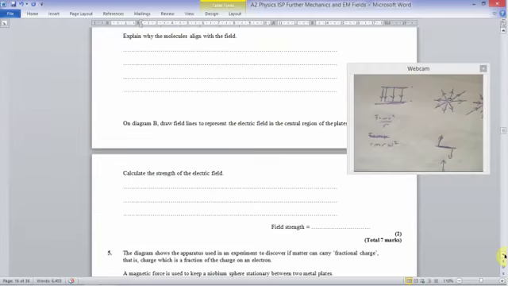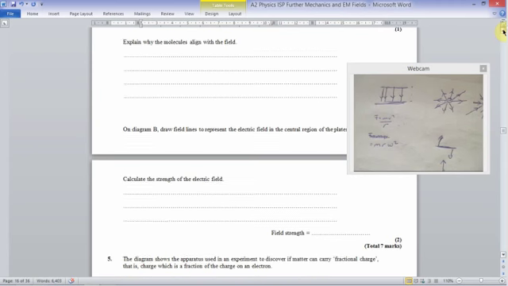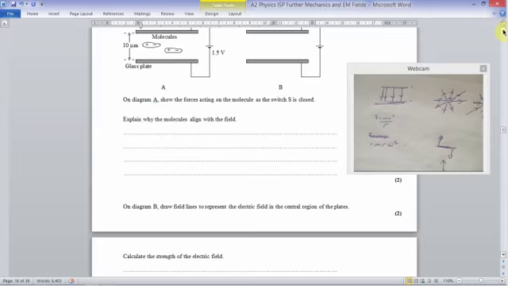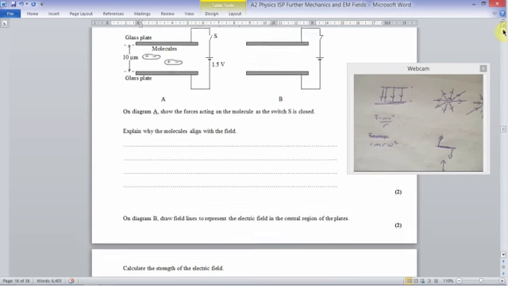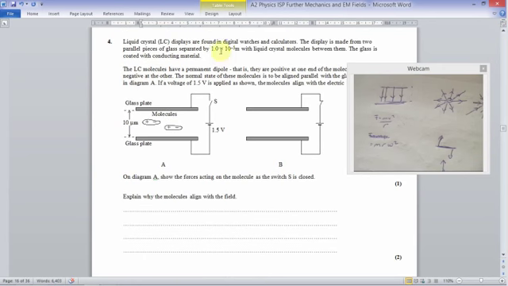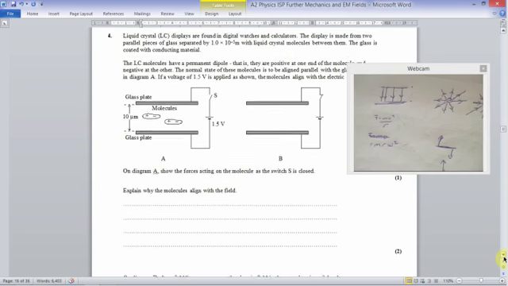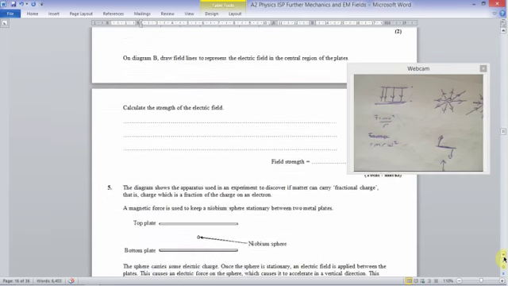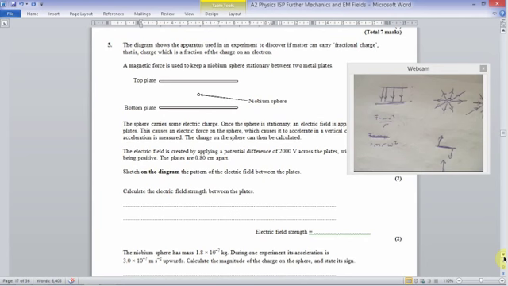Calculate the strength of the electric field. So that's E equals V over d. Remember, the unit of electric field strength is volts per meter. So we've got 1.5 volts. What's the distance they are apart? Yep, that's that over there. So you end up with 1.5 times 10 to the 5 once you do that. Nice 7-mark question to get us going.